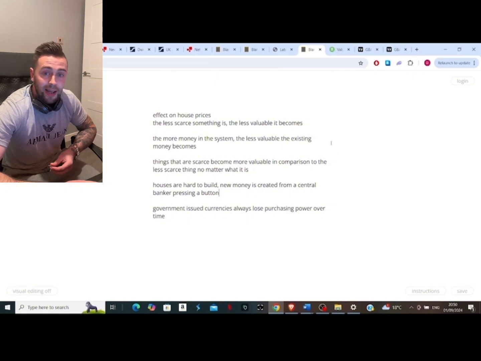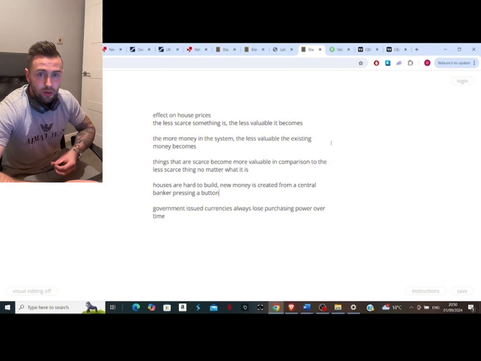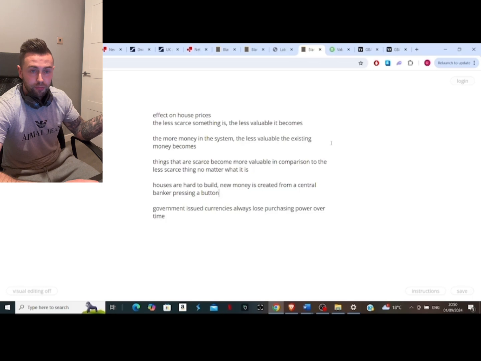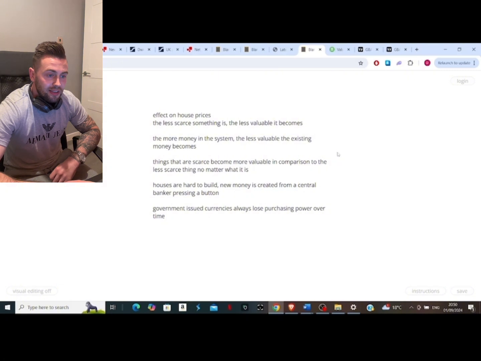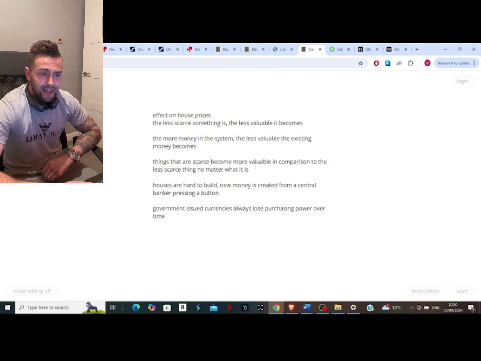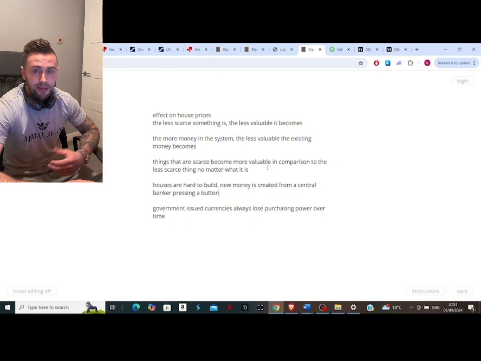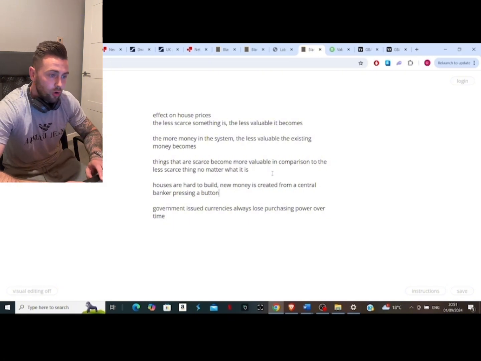So if I have £1,000 and that's all the money in the system, and someone else produces another £1,000, my £1,000 is now worth a hell of a lot less. This is why it's a huge mistake to price things in a government issued fiat currency, because the supply isn't fixed. There's no fixed supply there. The price of anything that is a bit more scarce than this will always be increasing.